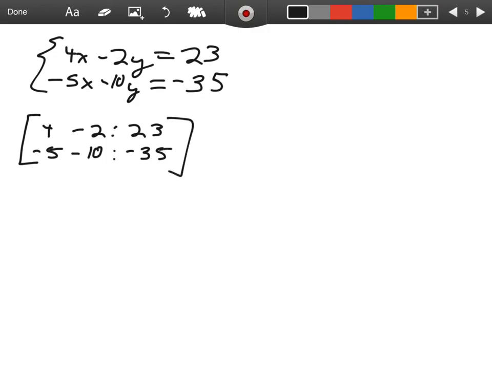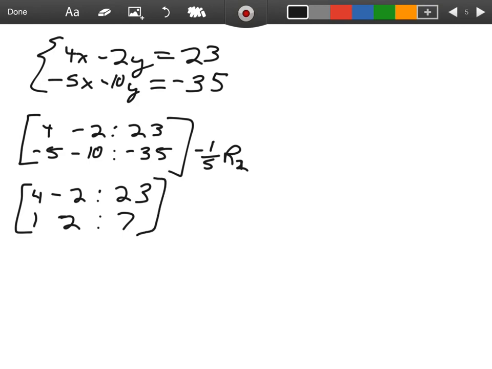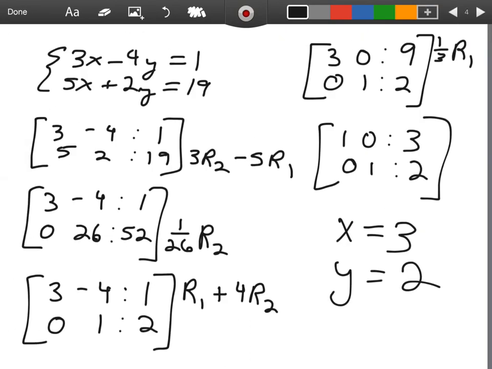Now, before I proceed much further, I want you to look at that bottom row. Everything is divisible by a negative 5. So I can simplify that row by going ahead and multiplying by negative 1/5. Top row stays the same, and then that row becomes 1, 2, and 7.